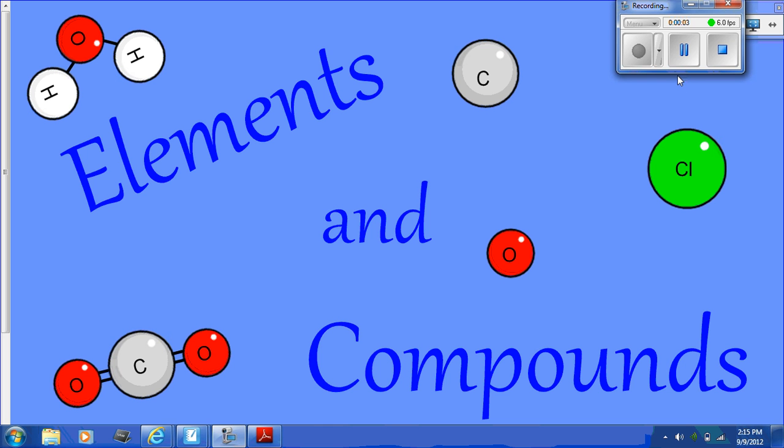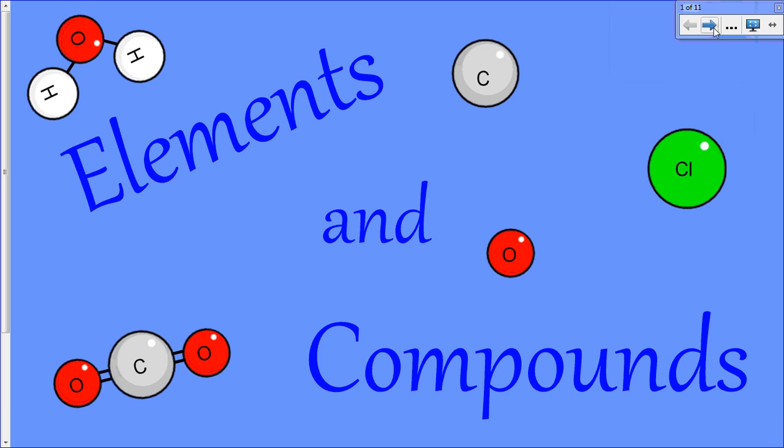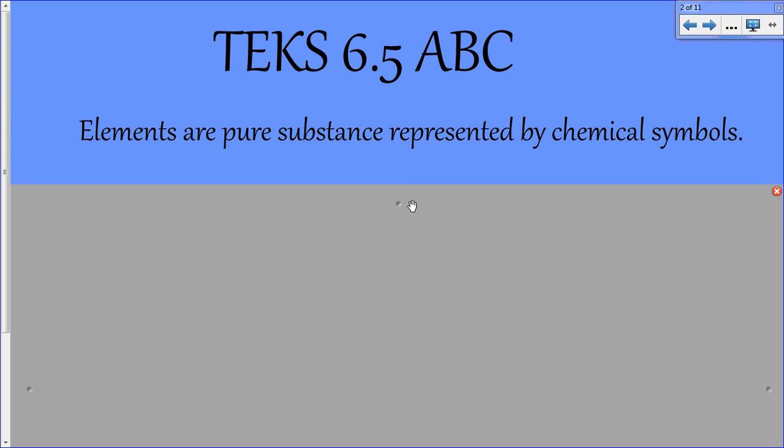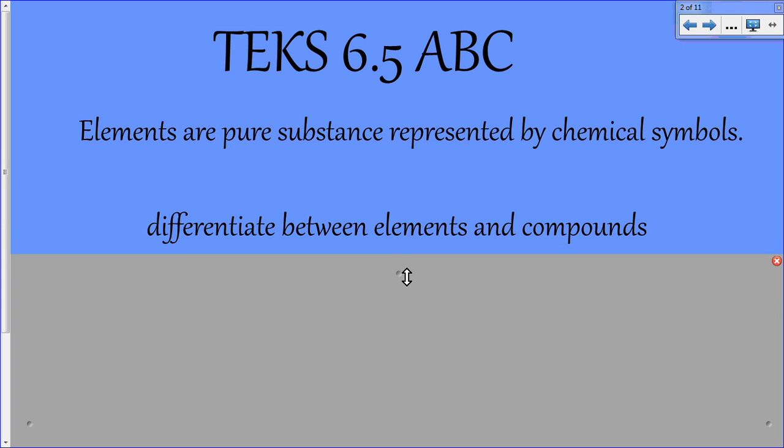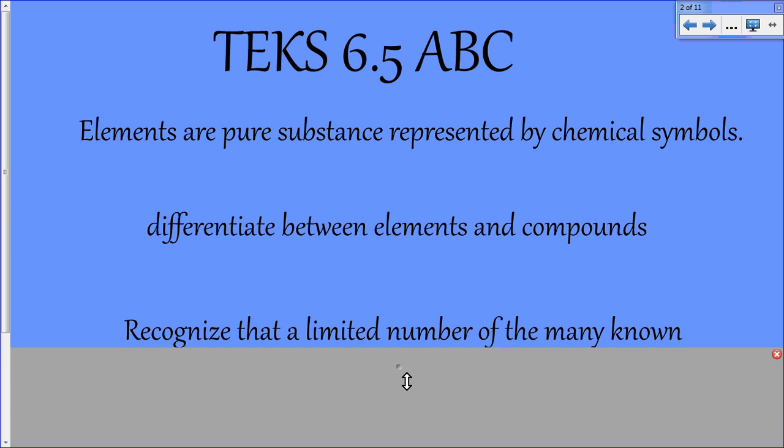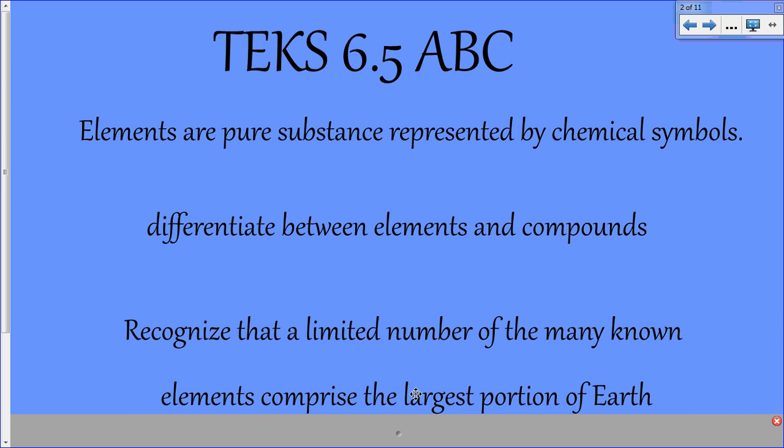This lesson is on elements and compounds. Today we're going to be looking at the text 6.5 A, B, and C. Those include elements or pure substances represented by chemical symbols. We will also differentiate between elements and compounds, and we will recognize that there are different elements that make up our Earth.